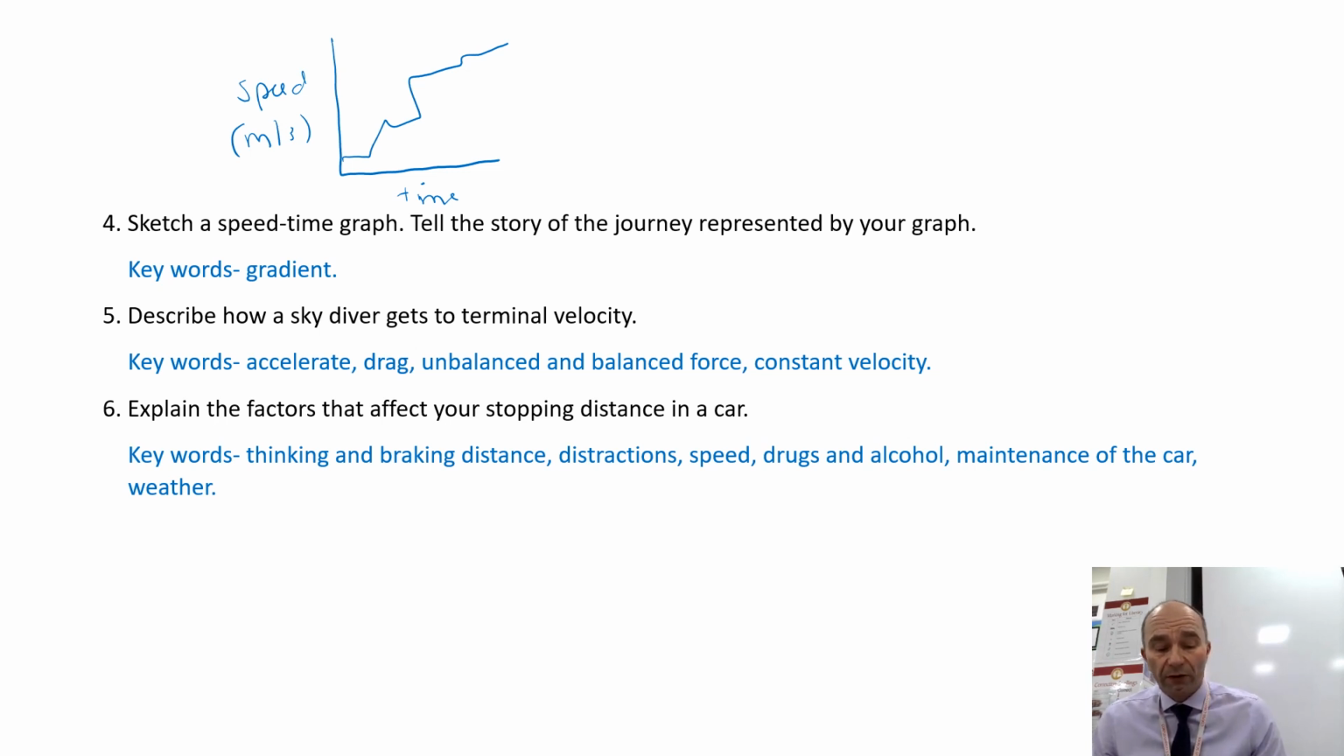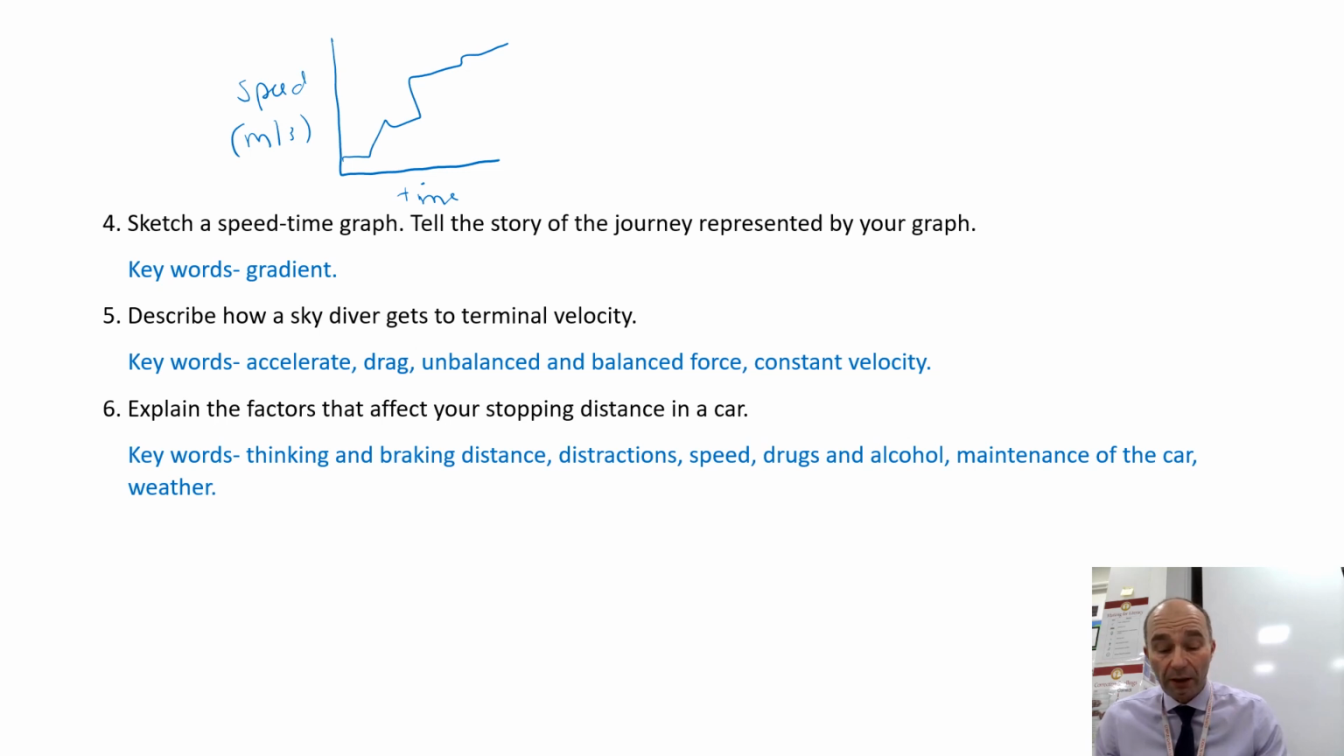The fifth activity is to describe how a skydiver gets to terminal velocity as they fall. The keywords: accelerate, drag, unbalanced and balanced forces. Also constant velocity. You might want to sketch the skydiver as it falls at each of the steps as it drops, and then annotate it that way.